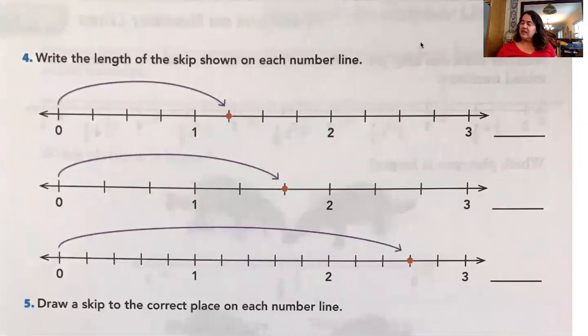We're going to write the length of the skip that the number line shows. So who can tell me what is our skip here for number 4? For the first one on number 4, what is the skip? Sierra? We're going all the way to 1, and then to this little piece. And how much is that little piece? Well, here's 1, 2, 3, 4 spaces. So it's going to be 1 and 1/4, or 1 and 1 out of 4 pieces, right? Good job.